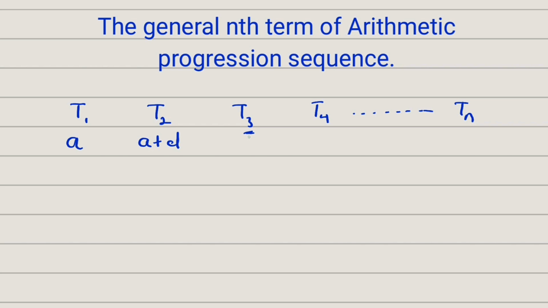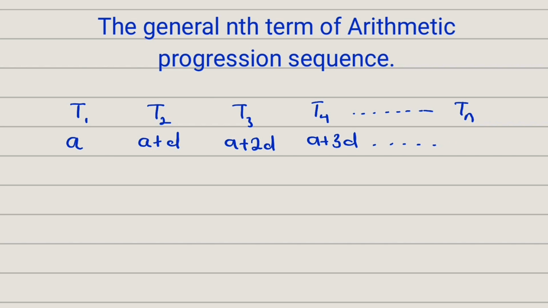To get the third term, we are going to add the constant common difference to the second term. And the second term is A plus D, plus another D will make it A plus 2D. For the fourth term, we are going to add the constant common difference to the third term. A plus 2D plus another D will make it A plus 3D. So if this is true, how can we get Tn, that is the nth term?